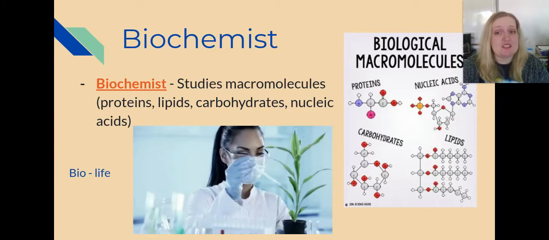A biochemist is going to study macromolecules. There are 4 types of macromolecules. I have a picture over here that shows you the 4 types. We have carbohydrates, lipids, nucleic acids, and proteins. And those are all 4 things that are found in all living things.